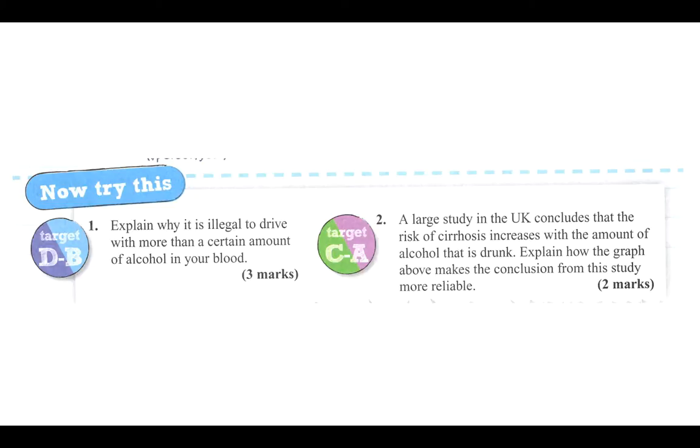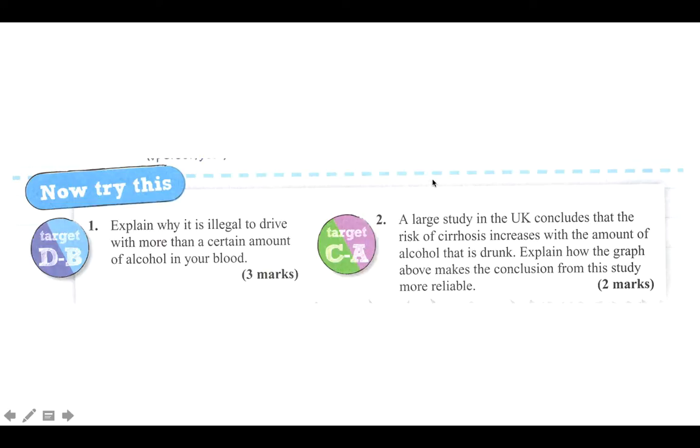Okay, so the first question says, explain why it is illegal to drive with more than a certain amount of alcohol in your blood. It's 3 marks. They want you to explain. So you get 1 mark for saying that alcohol is a depressant, a 2nd mark for saying that depressants slow down your reactions, and a 3rd mark for saying this is dangerous when driving as it increases the chance of an accident. Next question, between targets C to A.